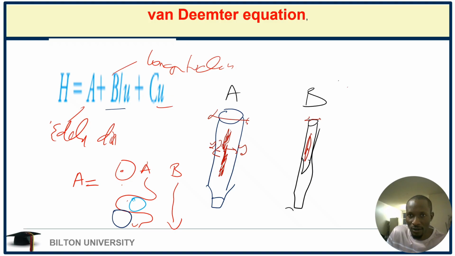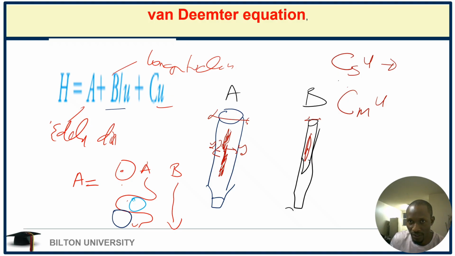Now we have the mass transfer term. So we have what is called CS u and CM u. CS u means the mass transfer term in the stationary phase. So this C u is the mass transfer term, this S is the stationary phase and this M is the mobile phase. So then how do they affect column efficiency? This is what happens.